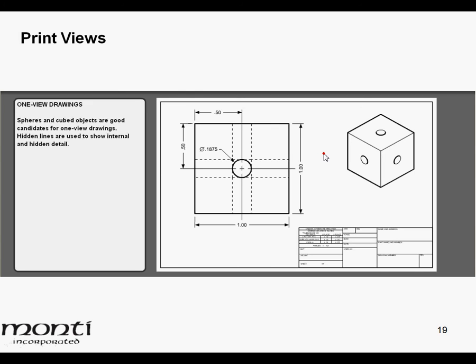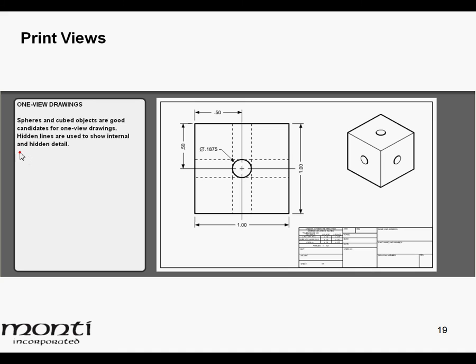Now here's a one-view drawing where there's work actually being done to all 6 sides. But in this case, there's only one view because it's completely symmetrical. So spheres and cube objects are good candidates for one-view drawings.